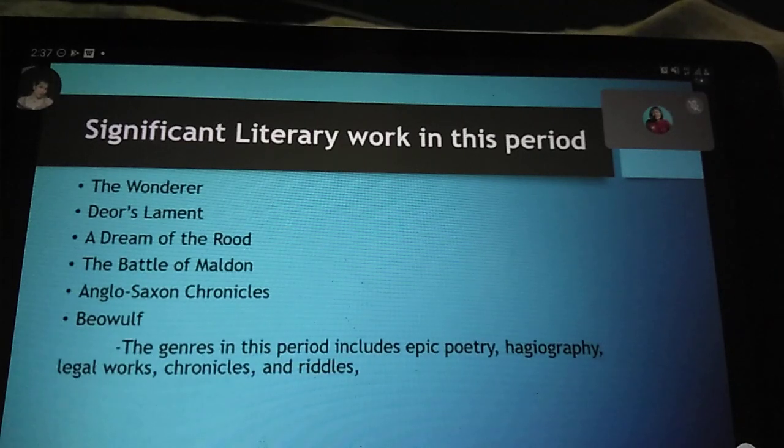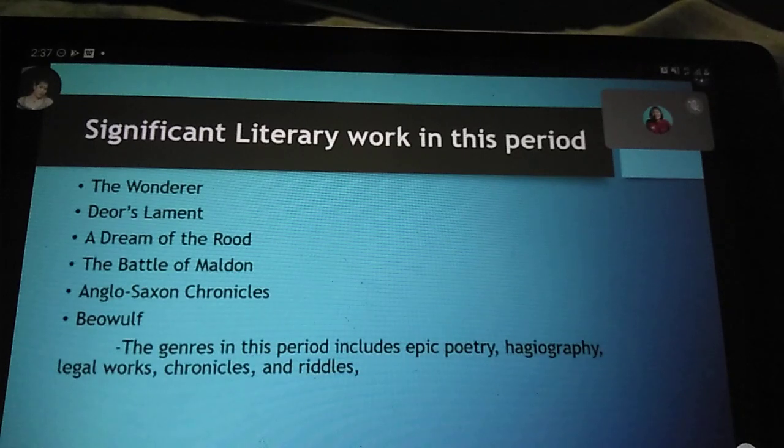Then the last significant literary work is Beowulf. This is an epic story. It is a poem depicting the life and feats of Beowulf. He is a brave legendary warrior who conquers beasts and helps people throughout the story. It is considered to be one of the most significant pieces of Old English literature.